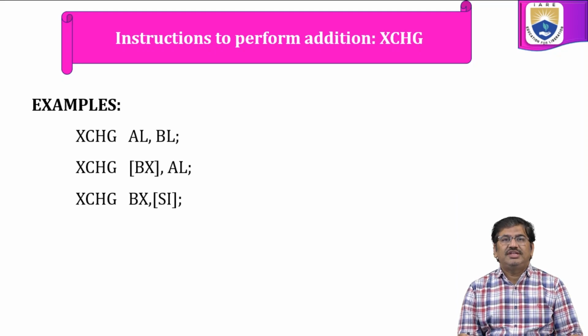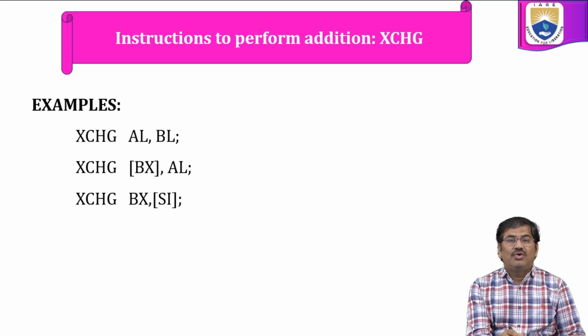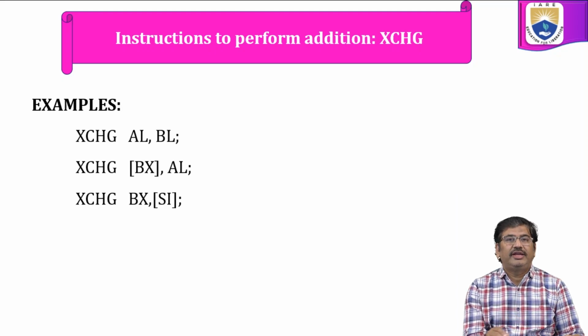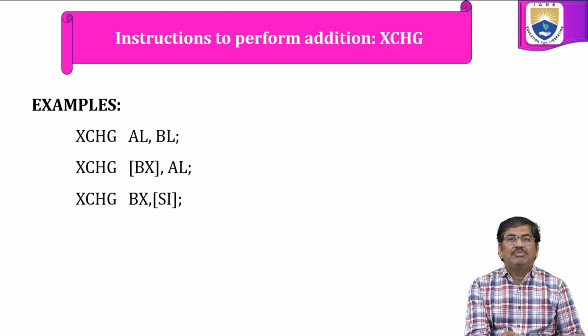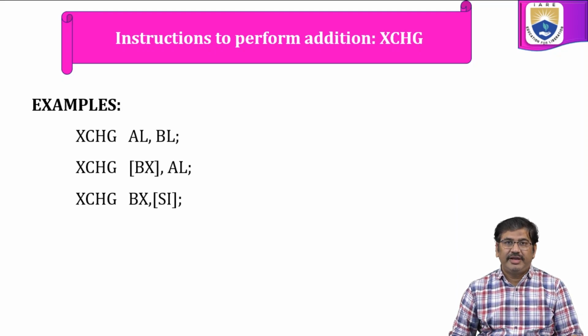Next, XCHG in square brackets BX comma AL. This instruction is used for exchanging the contents of AL with the memory location, and the memory location contents into AL. Next, XCHG BX comma in square brackets SI. The source is a memory location, the destination is a register. So from memory to the BX register, the exchange of the data takes place.